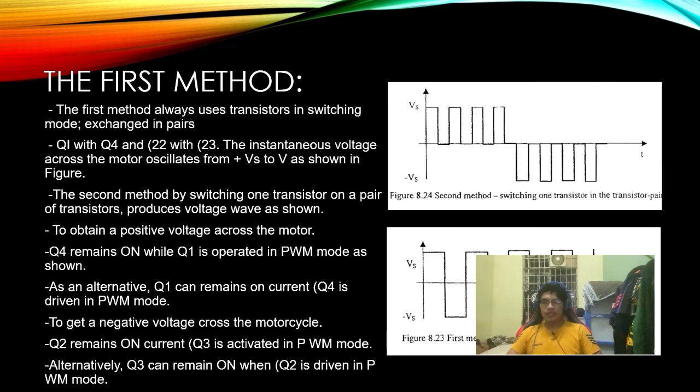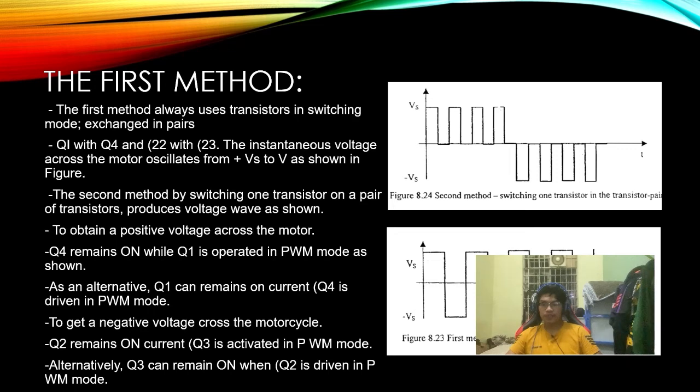First method: always use the transistors in switching mode, exchanged in pairs. Q1 with Q4 and Q2 with Q3. The instantaneous voltage across the motor oscillates from plus Vs to minus Vs as shown in the figure. The second method, by switching the transistors one pair at a time, produces the voltage wave as shown.